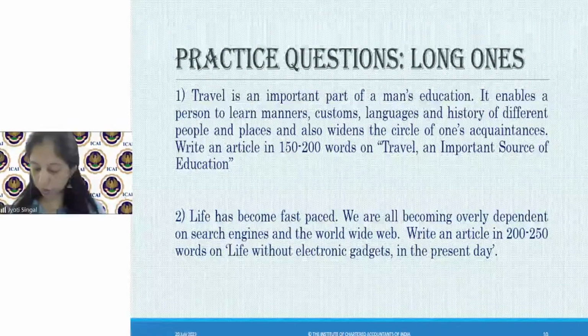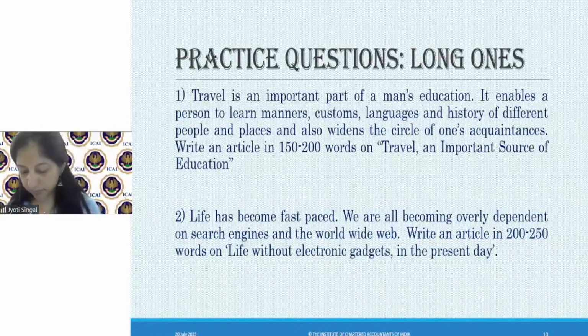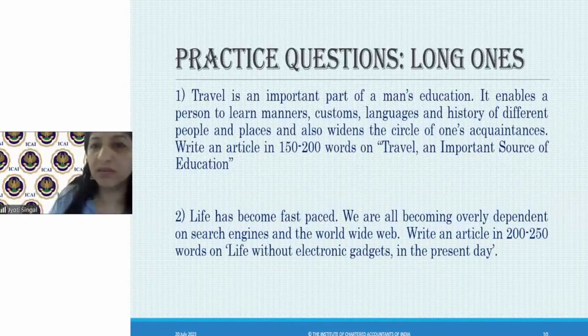So some of you can choose to write Dharani, which pen? Any pen? Blue pen?